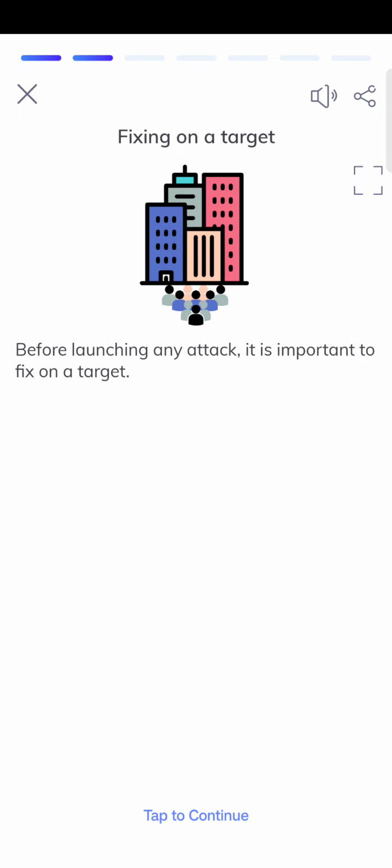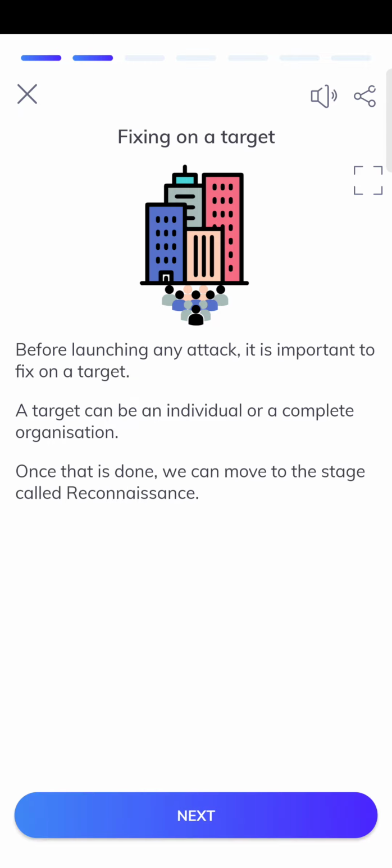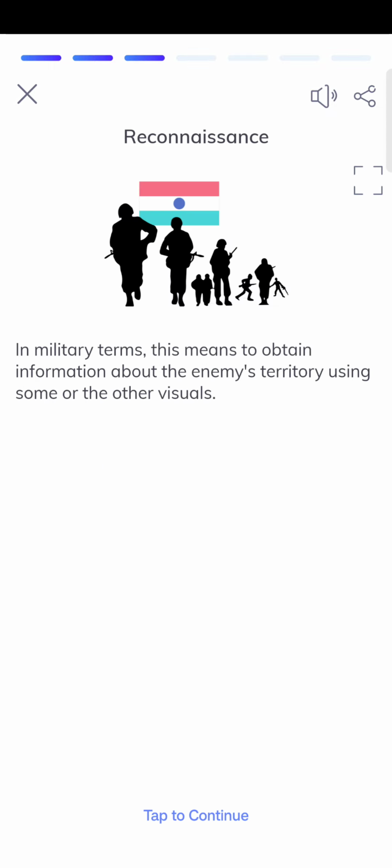Before launching any attack, it is important to fix on a target. A target can be an individual or a complete organization. Once that is done, we can move to the stage called reconnaissance. In military terms, this means to obtain information about the enemy. In our case as well, it means exactly the same.